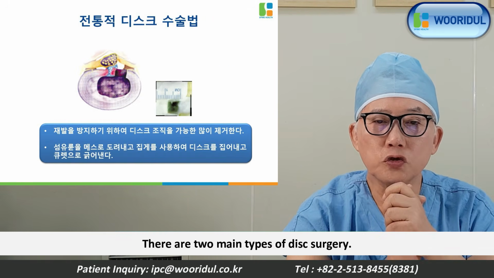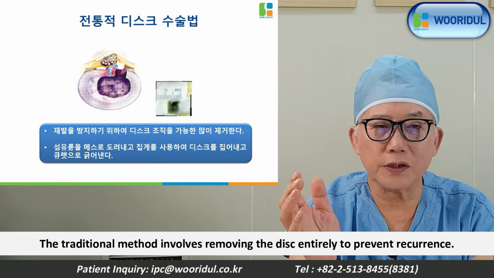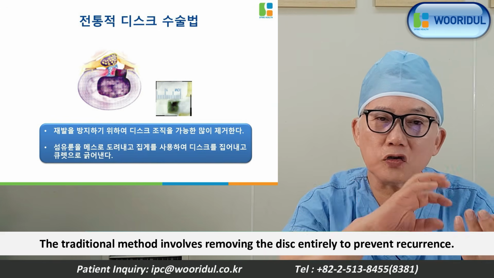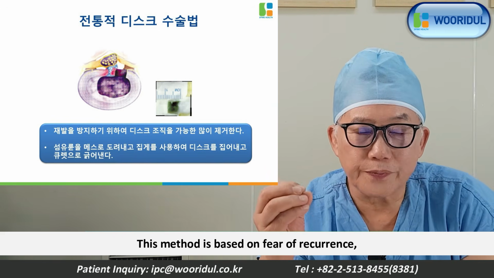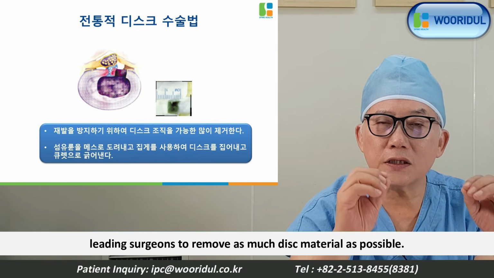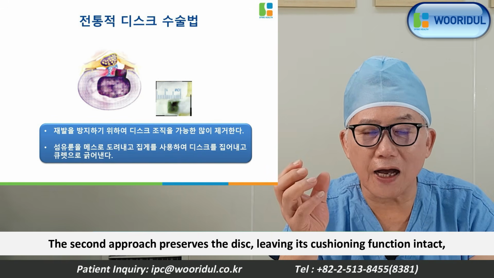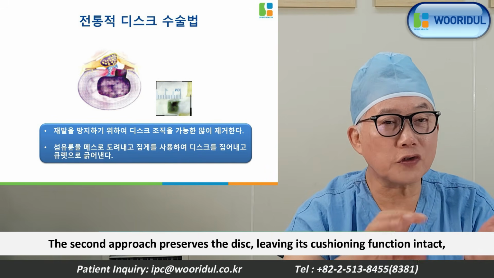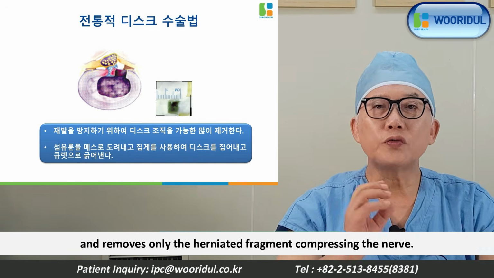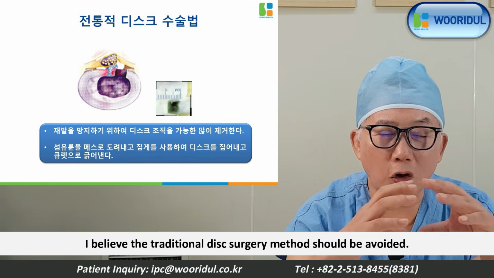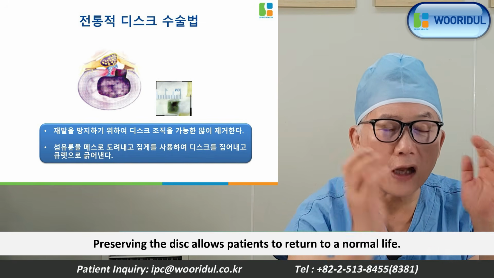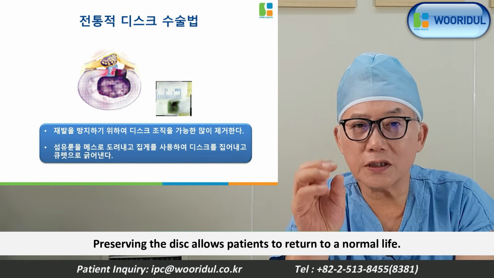There are 2 main types of disc surgery. The traditional method involves removing the disc entirely to prevent recurrence. This method is based on fear of recurrence, leading surgeons to remove as much disc material as possible. The second approach preserves the disc, leaving its cushioning function intact, and removes only the herniated fragment compressing the nerve. I believe the traditional disc surgery method should be avoided. Preserving the disc allows patients to return to a normal life.